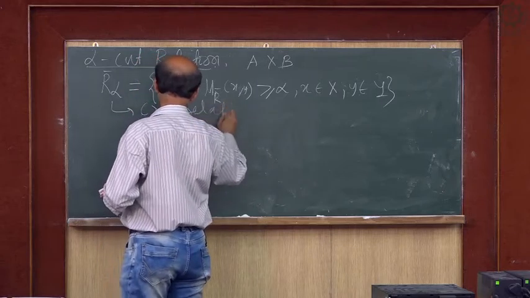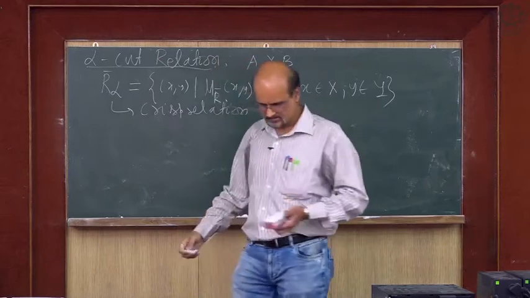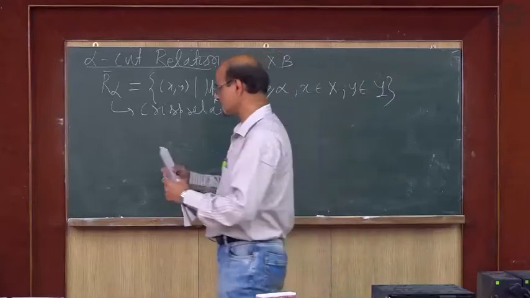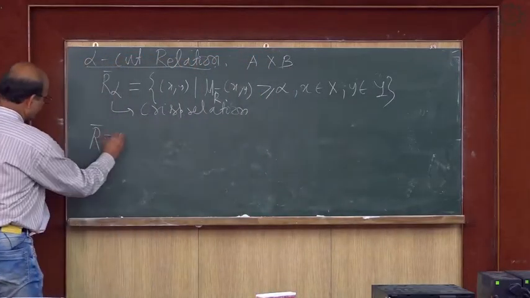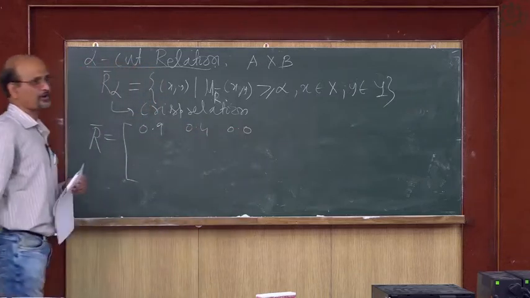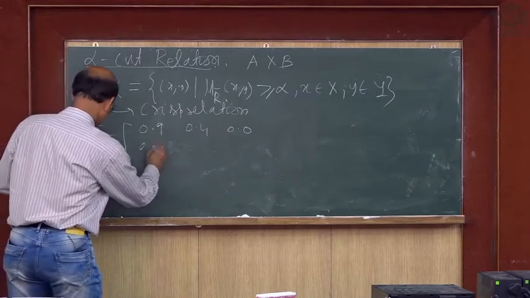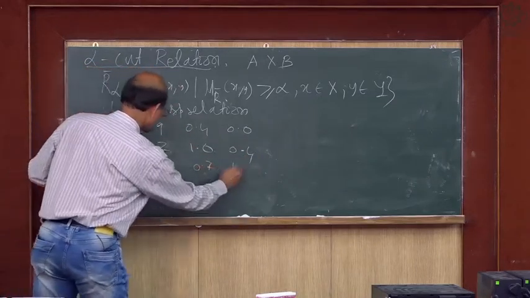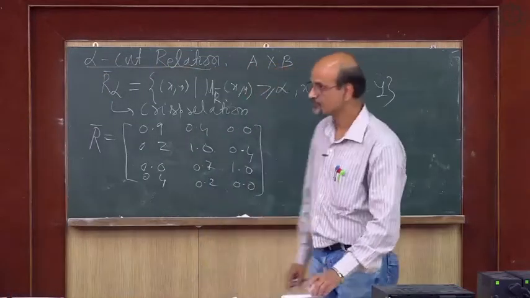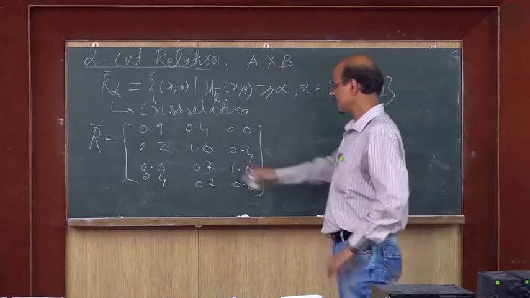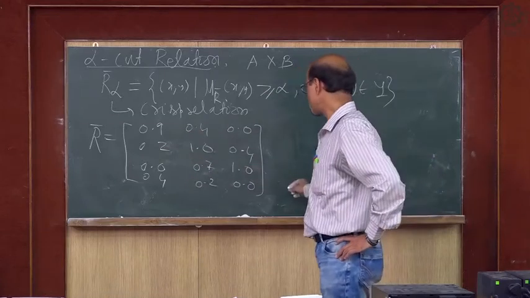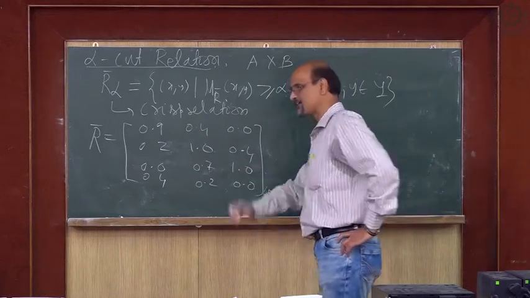So, let us take one example and see. Just a simple example. Suppose we have a given relation matrix R bar, where the first row is 0.9, 0.4, 0. So, see this is a relation matrix given with all membership values. It is a 4 by 3 relation matrix.